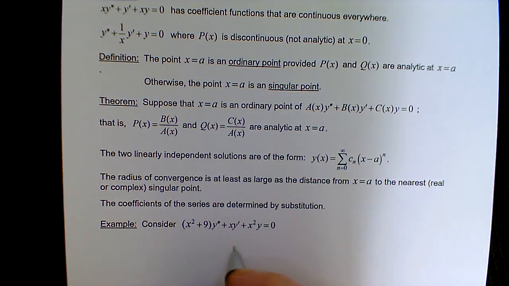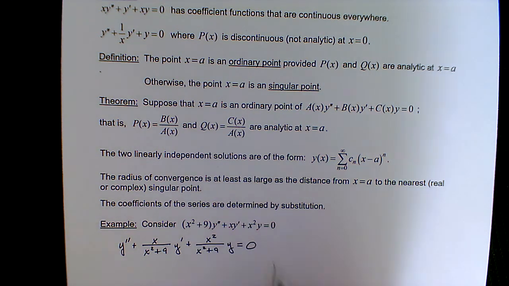So for this example, I just want to illustrate that idea. We're really not going to be majorly concerned about this. We're really only concerned about the mechanics of solving these problems, as we'll see in the last two examples of the course. That's all we've got left. So if we divide everything by x squared plus 9, we end up with y double prime plus x over x squared plus 9 times y prime plus x squared over x squared plus 9 times y is 0.